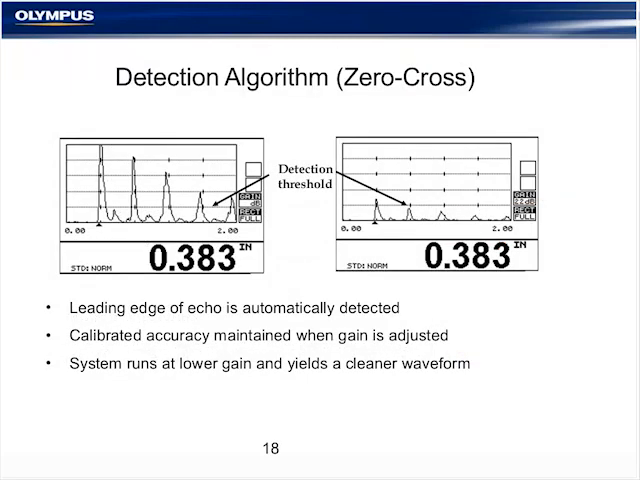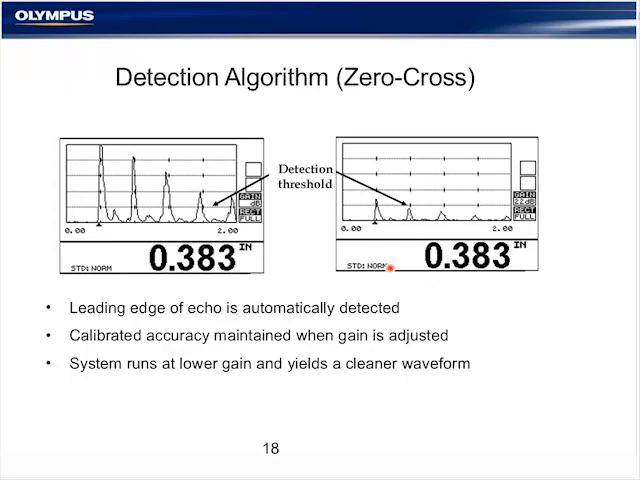The detection algorithm that we would consider a zero-cross algorithm, or our Olympus thickness gauge detection algorithm, doesn't worry about which peak is being measured or the flank at a certain level. Instead, the way that this works is we set a certain detection threshold. So as long as the signal strength is higher than roughly 15 or 20% screen height, the instrument is going to register an echo as a backwall echo.